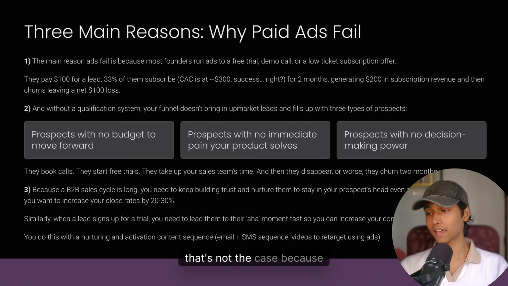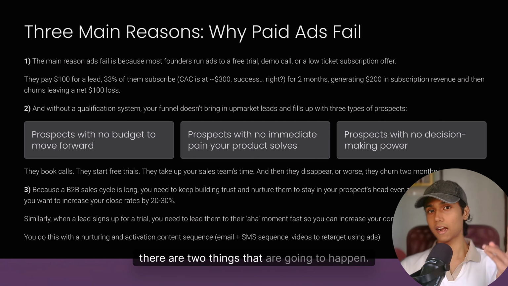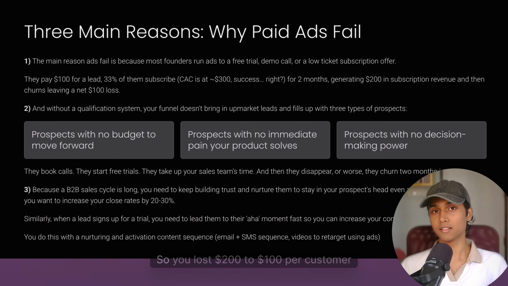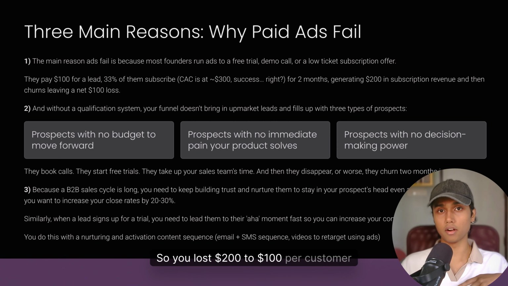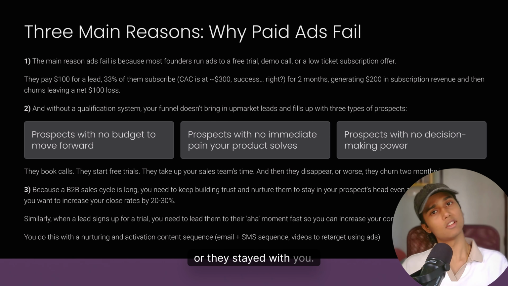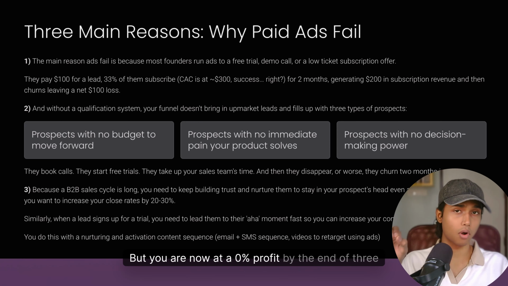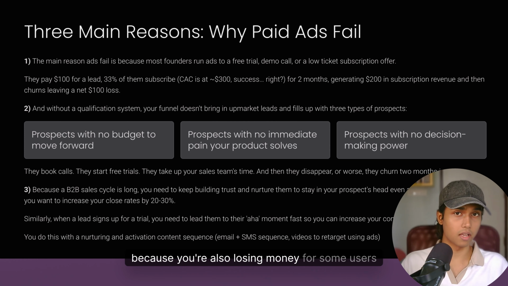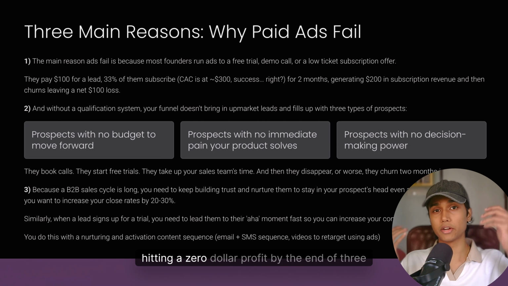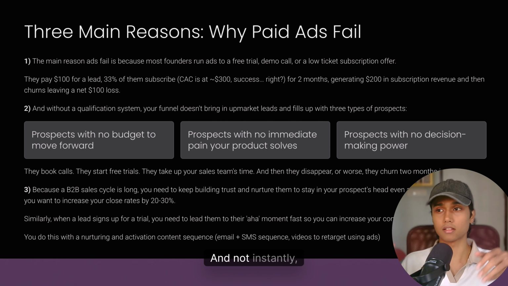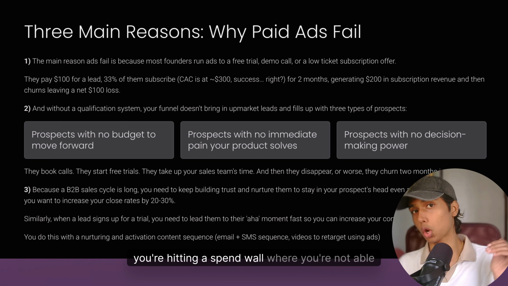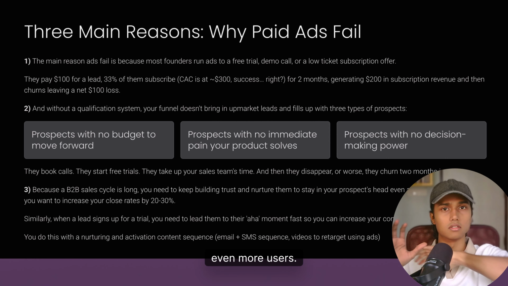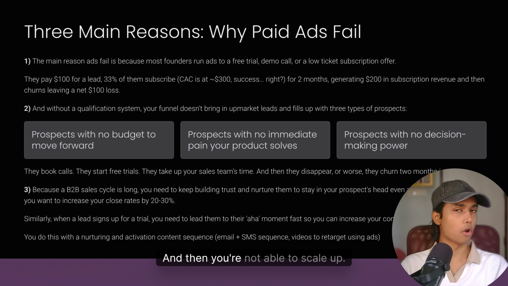But that's not the case, because there are two things that are going to happen. One is that they churn pretty early because they were unqualified, so you lose $200 to $100 per customer, or they stay with you, but you are now at 0% profit by the end of 3 months. Because of exactly this, because you're losing money on some users and hitting $0 profit only by the end of 3 months and not instantly, you're hitting a spend wall where you're not able to increase your ad spend every month to bring in even more users. You're just stuck at the same ad spend and you're not able to scale up.